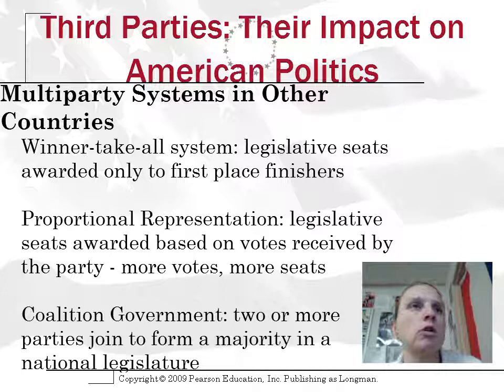Russia does this too. But when you have lots of different parties, you're going to see pluralities. You're not going to see a majority party in charge. So what happens is these places create coalition governments, where two or more parties form a majority together in the national legislature so they can have some type of majority.